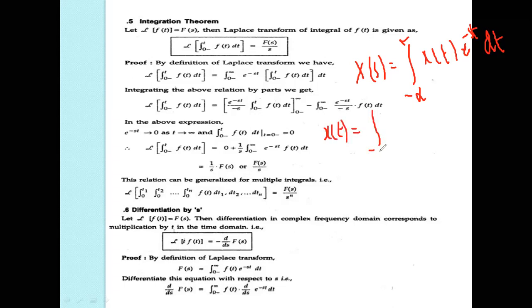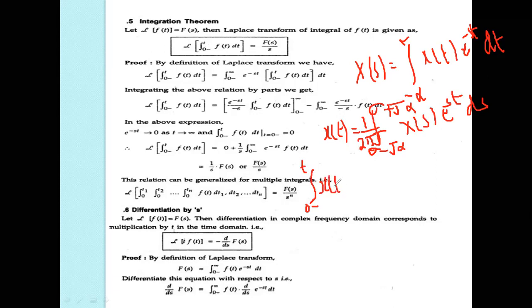For this Laplace transformation, the inverse Laplace transformation says that x of t is equal to the integral from sigma minus j infinite to sigma plus j infinite of 1 by 2 pi j, X of s e power st ds. Okay. The integration is applied for the input side. Integral 0 minus to t of x of t dt.